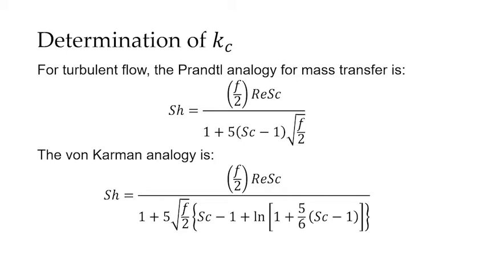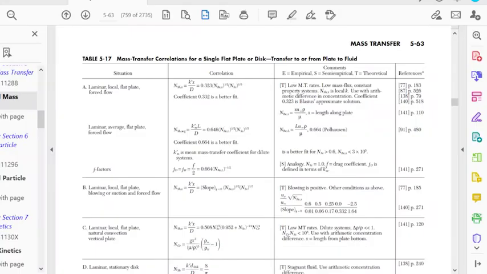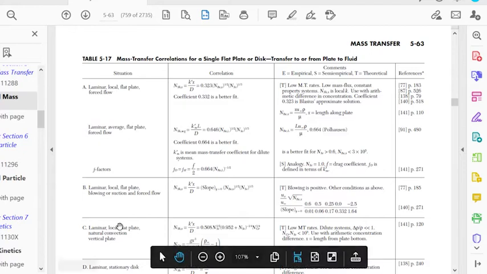Now, if you don't like using analogies, we can always use empirical equations. Other empirical equations for Kc can be found in our handbook. Care must be exercised to correctly select the appropriate model regarding shape, that could be a disc, cylinder, sphere, plate, or other miscellaneous shapes; phases, solid, liquid, or gas; flow regimes, laminar or turbulent; and other conditions. So let's go through the table to show you how many correlations we have for Kc. As you can see here, we can use Table 5-17 along with the other tables to find our mass transfer correlation. So let's take a look at some of these equations.